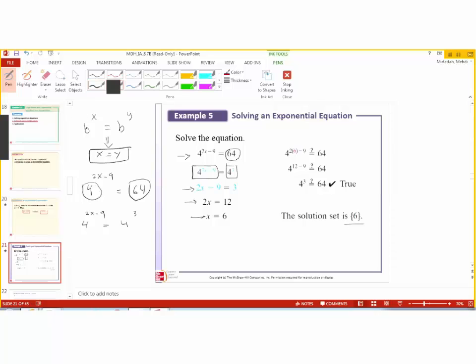So again, the base are the same, b here, and the base are the same. In this case, the base here is 4, then the exponents must be the same. If the base are the same, conclude from there the exponents must be the same. So that's why we get 2x minus 9 must be equal to 3. So do you follow that now?